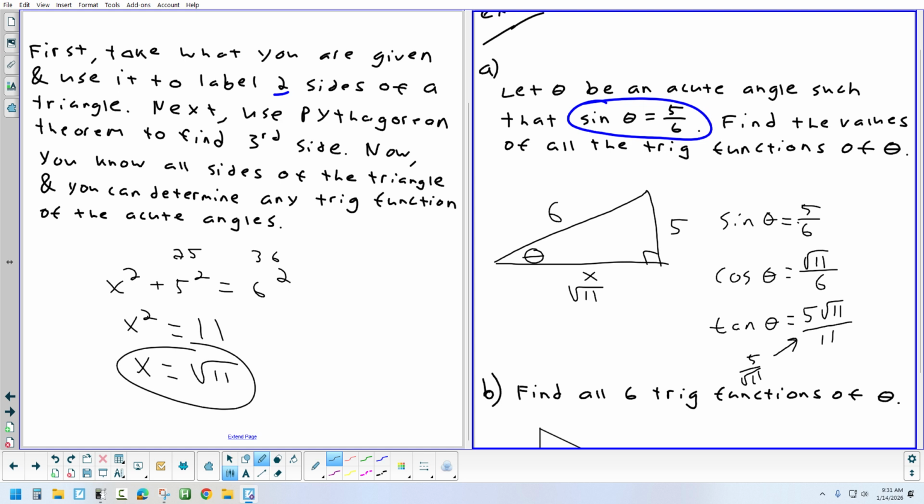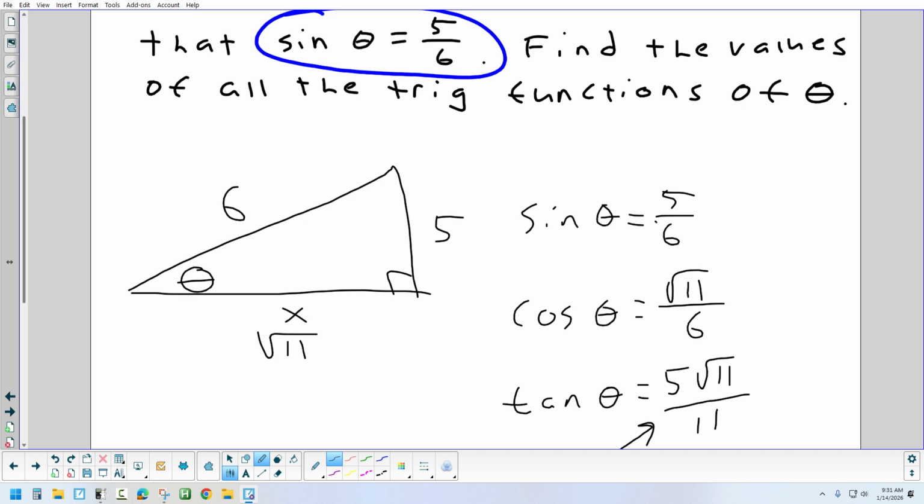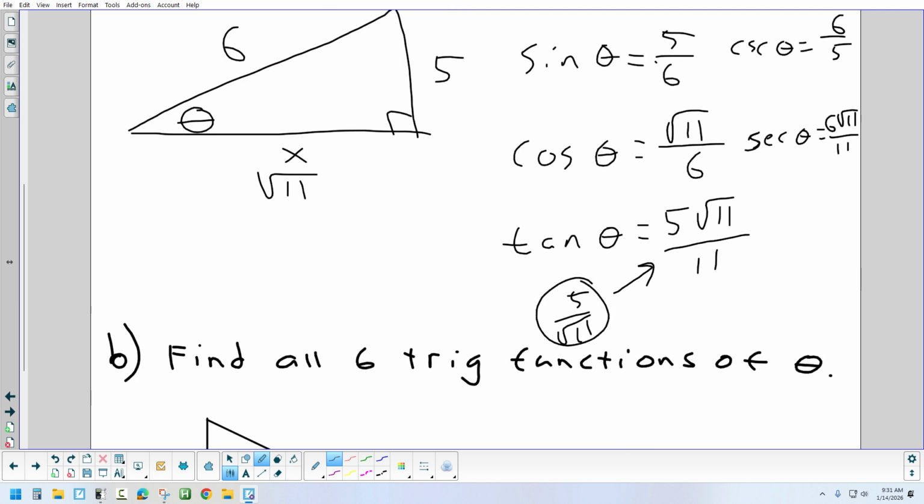Okay, so we've got the first 3. What do we do to get the last 3? Wouldn't you just flip that? Yep, we just flip them. When we flip sine, no problem there. No square roots. Cosecant is 6/5. What about the secant? Yep, 6 square root of 11 over 11. And now the cotangent, I would think back to what we started with, because when you flip that, it goes to the top. Square root of 11 over 5.